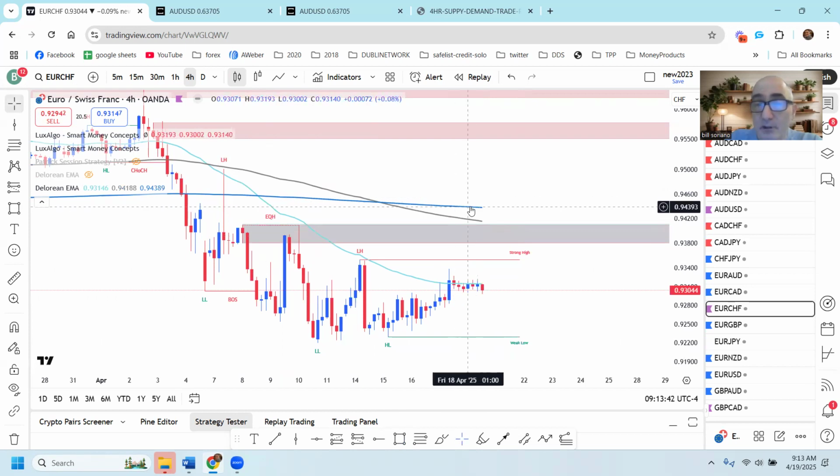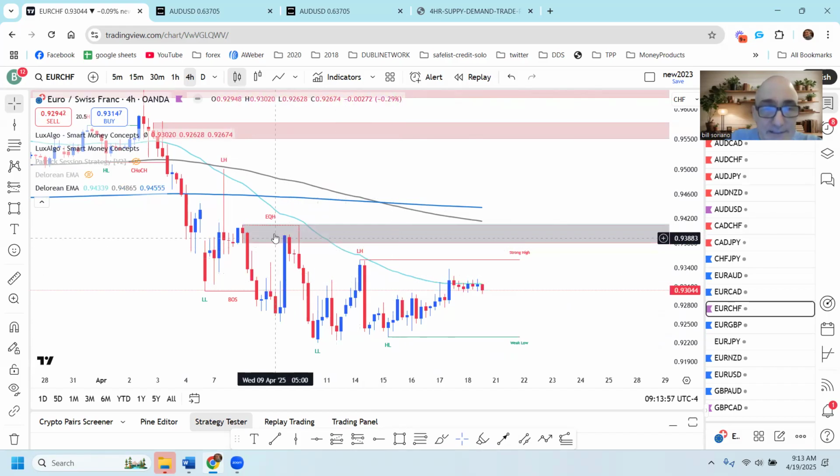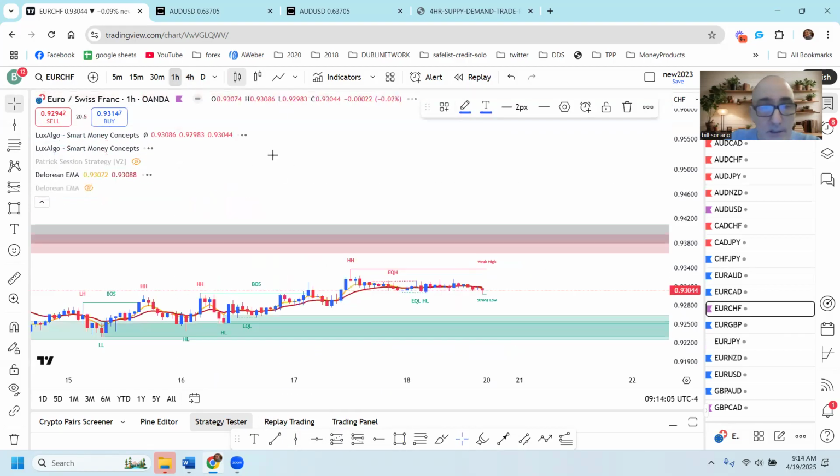Why? Because price is below the 800. That's this dark blue line. And the 50, which is this aqua line, is below the 200, which is the gray line. That's our initial trend bias determination on the 4-hour time frame. And then the indicator gives us this zone to trade from. This candle comes up right here and puts us into that zone. So let's see what happens on the 1-hour time frame.